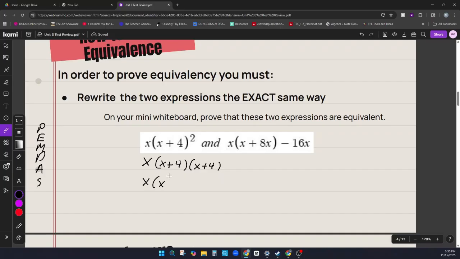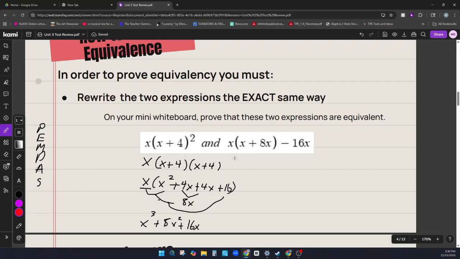I'm going to get x squared plus 4x plus 4x plus 16, which will then get me x to the third plus, well, I should simplify this first, or at least show you. That 4x plus 4x gives me 8x. But multiplying that x in gives me the value x to the third plus 8x squared plus 16x. And that's the fully simplified version of this left-hand side.